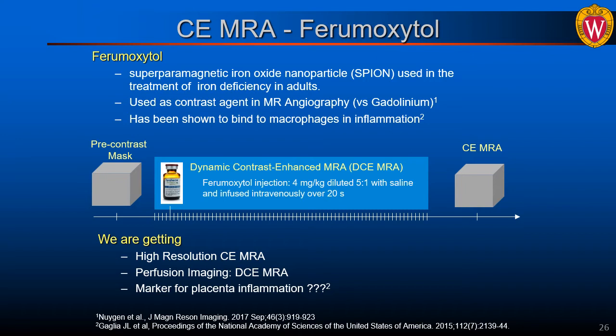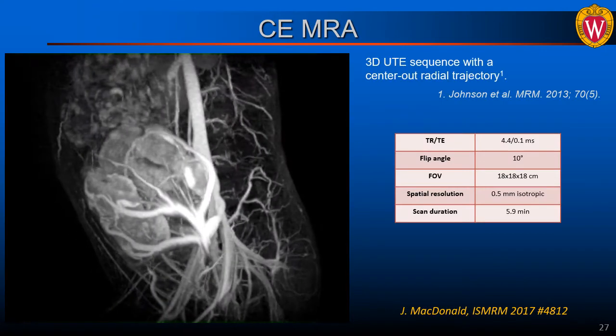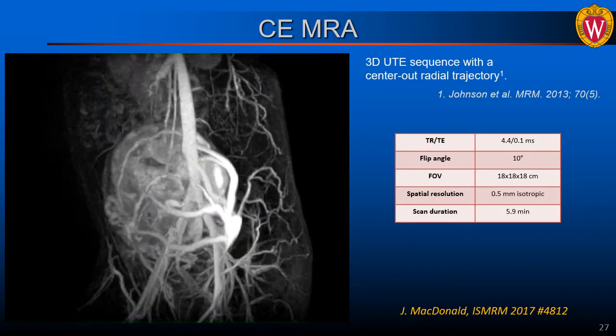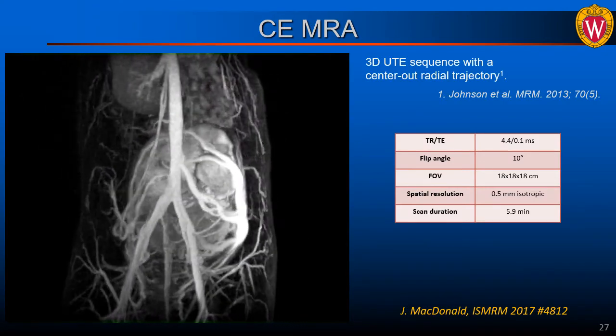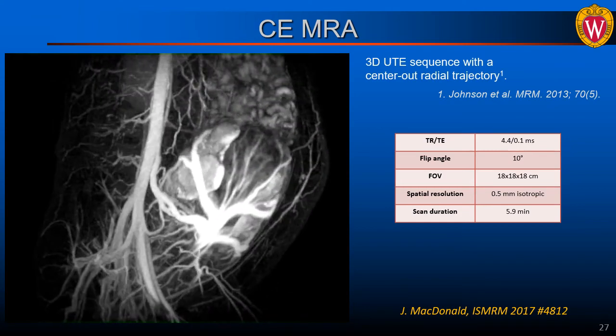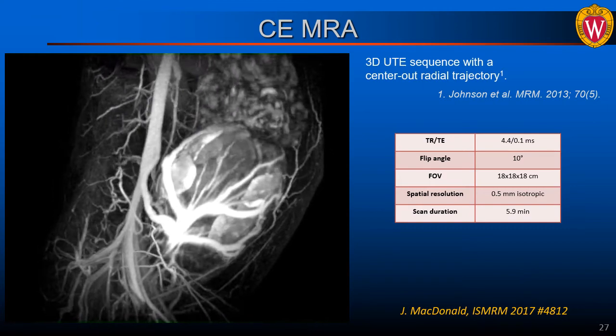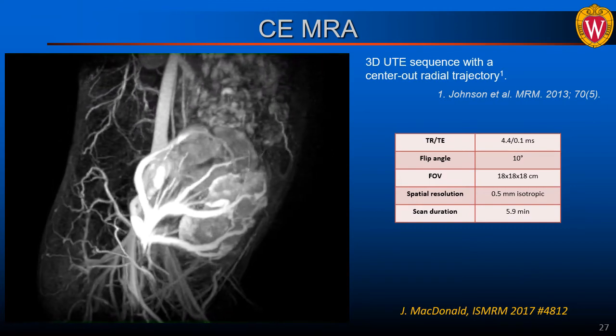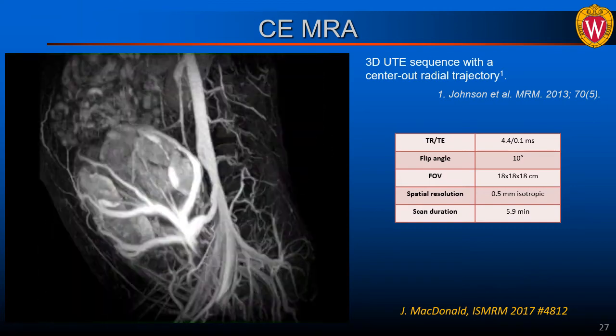In our protocol, DCE MRA volumes were acquired during the bolus passage, followed by a high-resolution contrast-enhanced MRA in the steady state. We've also investigated the capacity to detect inflammation, but this will not be covered here. This is an example of the contrast-enhanced MRA acquired with a 3D ultra-short TE center-out trajectory. You can appreciate the high isotropic spatial resolution of 0.5 millimeters in the rotating MIP achieved in less than 6 minutes scan time.